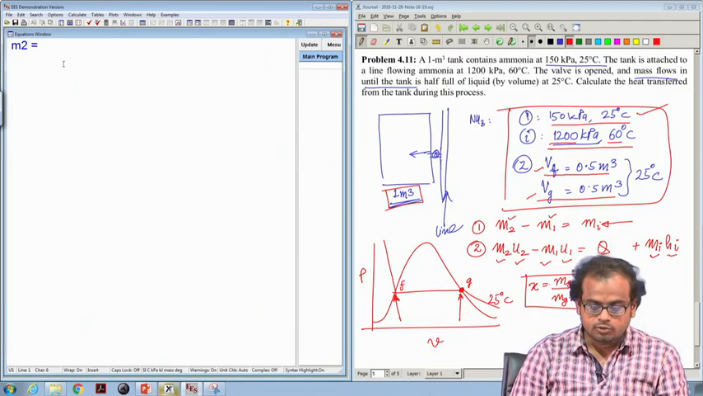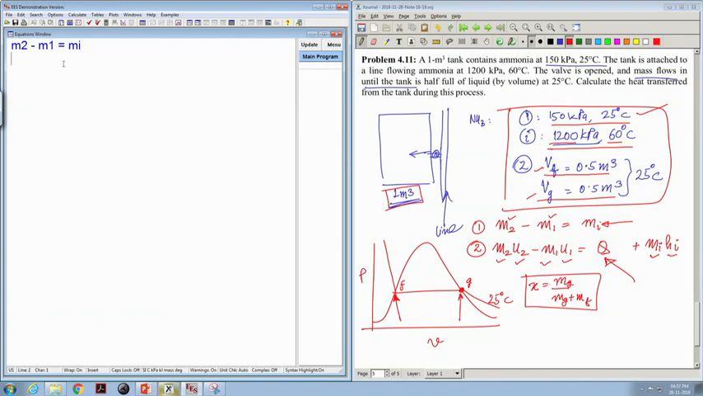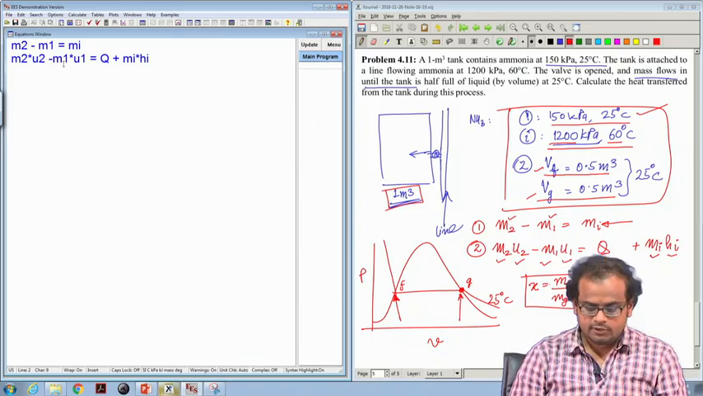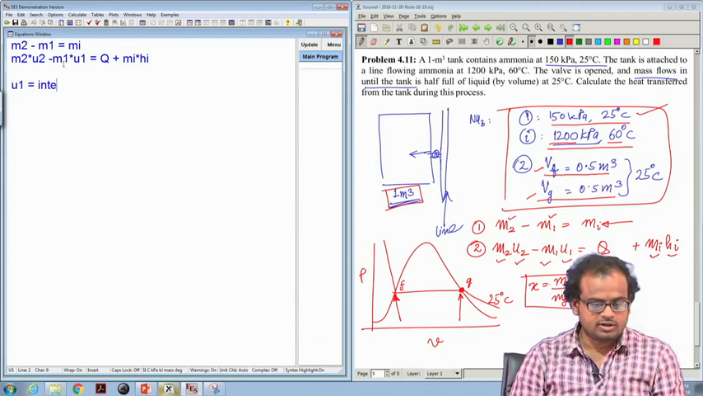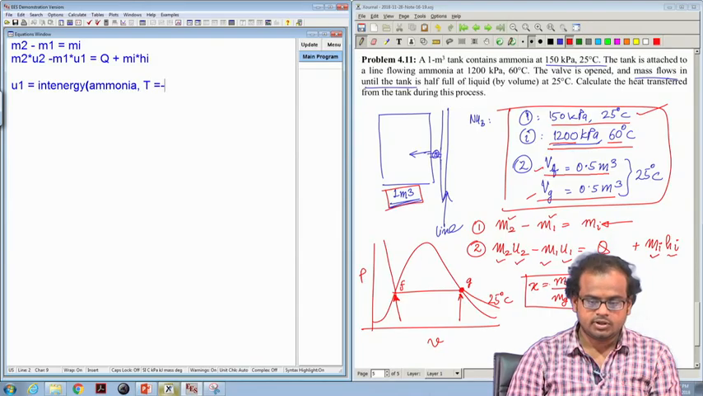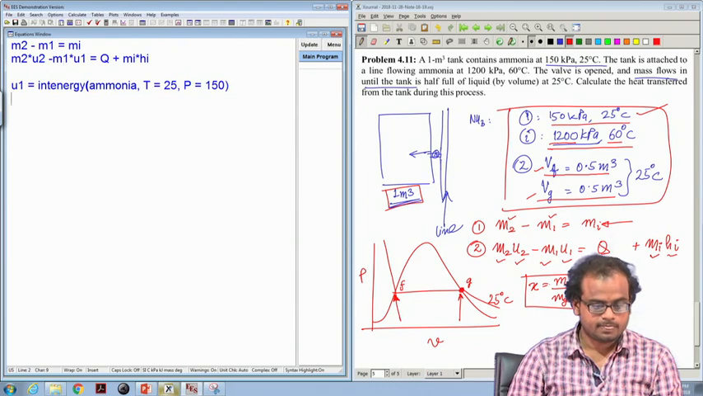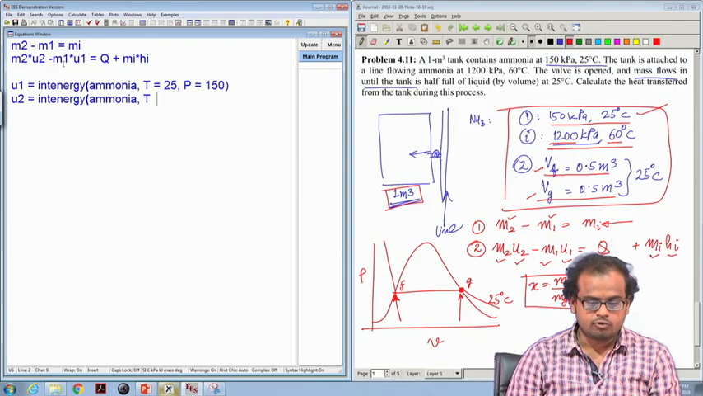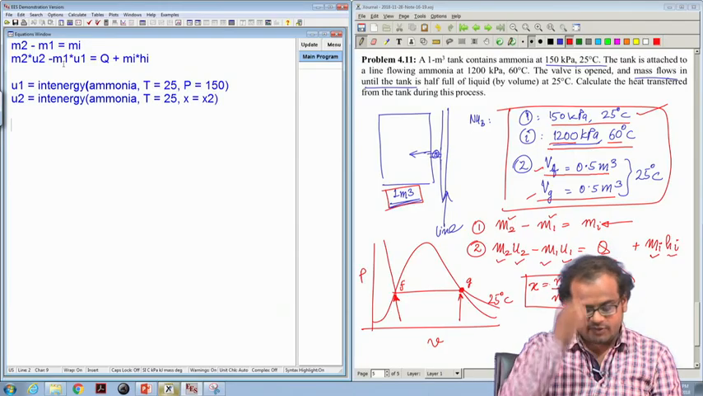So, we have M2 minus M1 is equal to Mi, and M2 into U2 minus M1 into U1 is equal to Q plus Mi into Hi, where U1 is the internal energy of ammonia at T equal to 25 and P equal to 150. Then we have U2, the internal energy of ammonia at T equal to 25, but X equal to X2. Let us find out what X2 is.